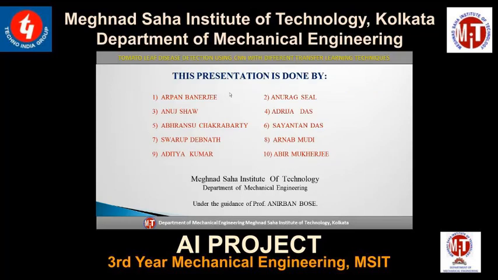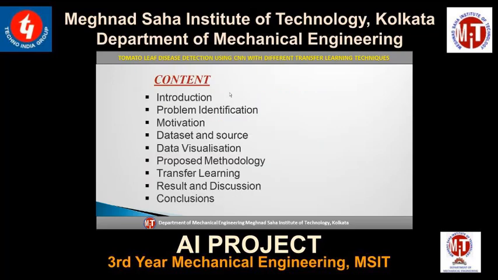So this presentation is done by myself, Arpan Banerjee, and my teammates Anurag Sil, Anuj Saha, Adrija Das, Avranshu Chakraborty, Sayantan Das, Swarup Debnath, Arnab Mudi, Aditya Kumar and Abir Mukherjee under the guidance of our professor Anirban Bose. So in this presentation we are going to discuss about the detection of tomato leaf diseases by using CNN. Here are the contents, that is introduction, problem identification, motivation, dataset and source, data visualization, proposed methodology, transfer learning, result and discussion, and finally ending with conclusion.